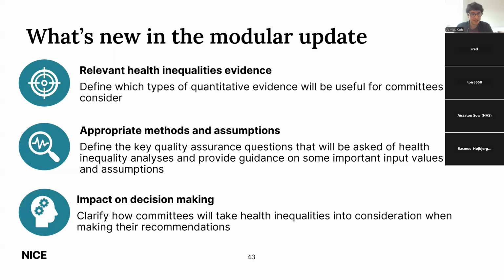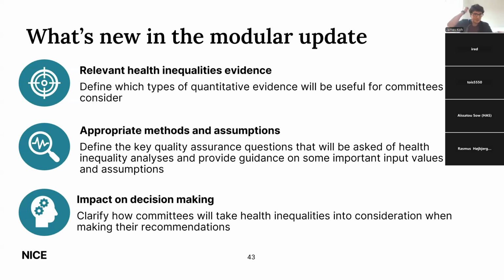The second part was appropriate methods and assumptions. So this has been summarized in a methods support document that we've published online. This basically outlines good practice for conducting a DCA. So how to stratify your population, what kind of scenarios you should look at in terms of your health opportunity cost distribution, and certain other bits of best practice that we wanted to define.